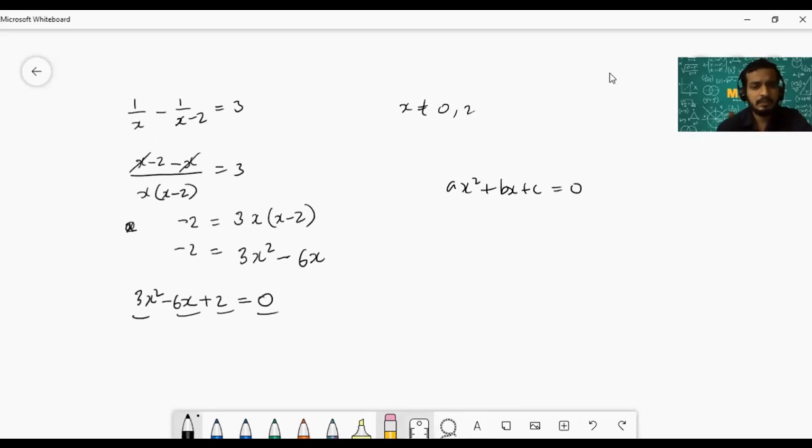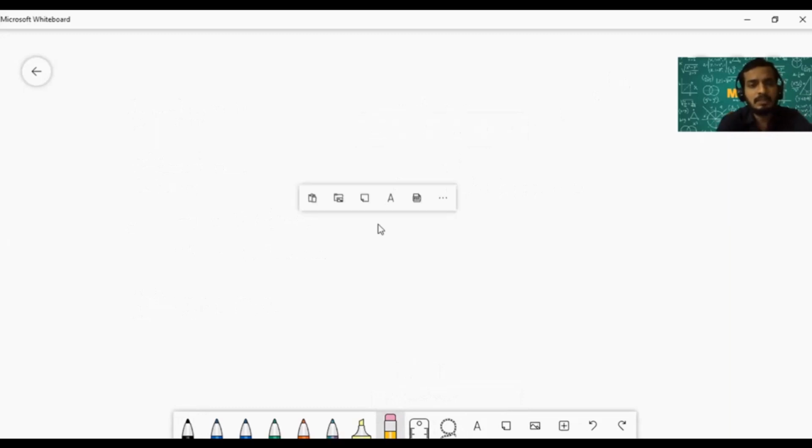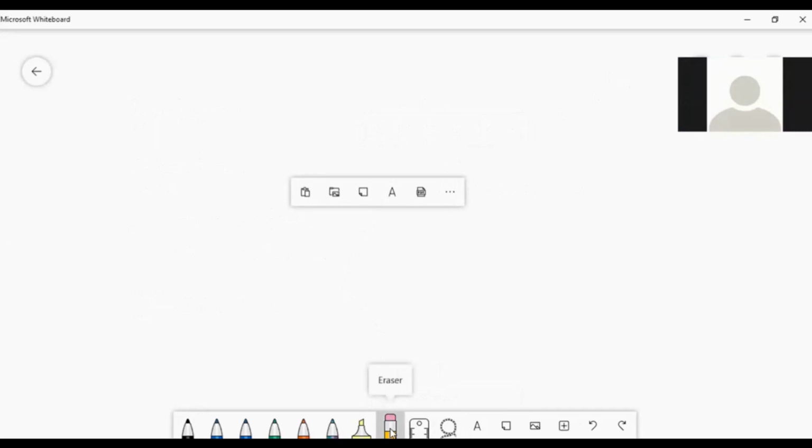So that's the method. The solution is given in the textbook. Now what we discussed is some questions where the equations are not directly given, and some questions where the equation is directly given but not in general form.